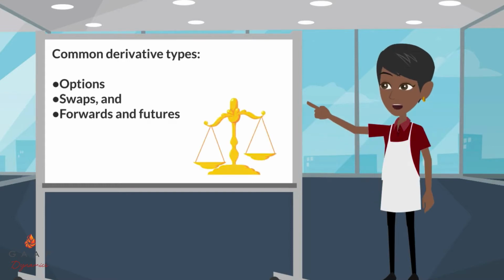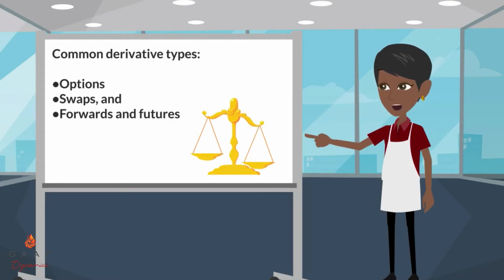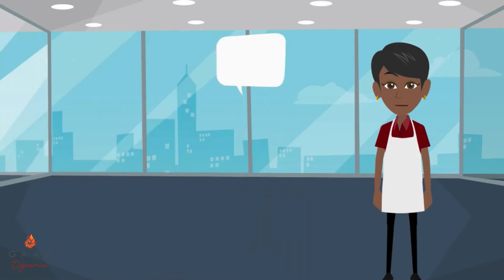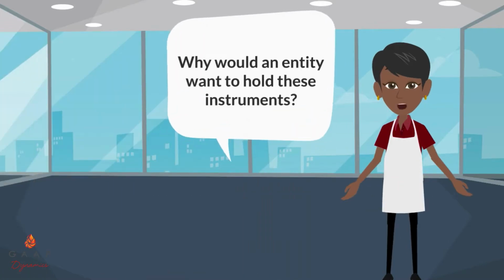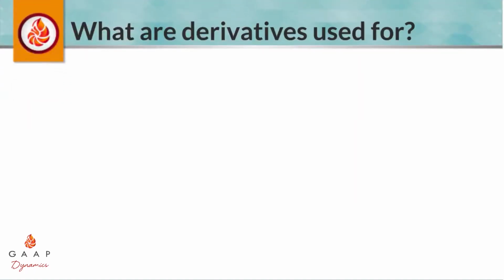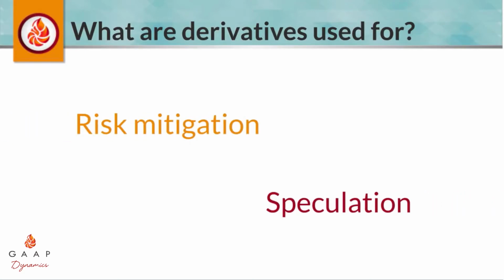Derivatives are typically highly leveraged. They provide exposure to economic risk without any significant upfront costs for entering into the transaction. A natural question that comes to mind is, why would an entity want to hold these instruments? There are two main reasons why derivatives are used by entities.